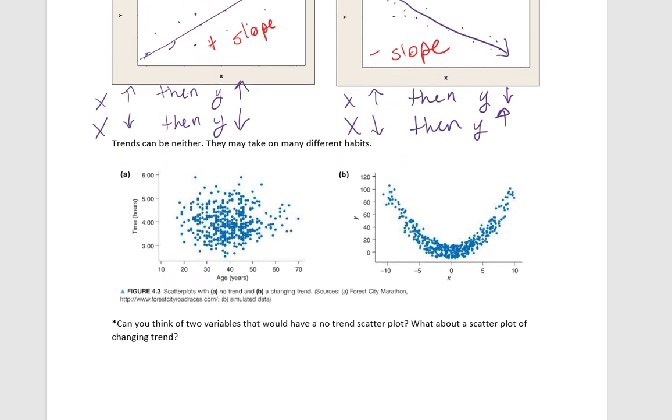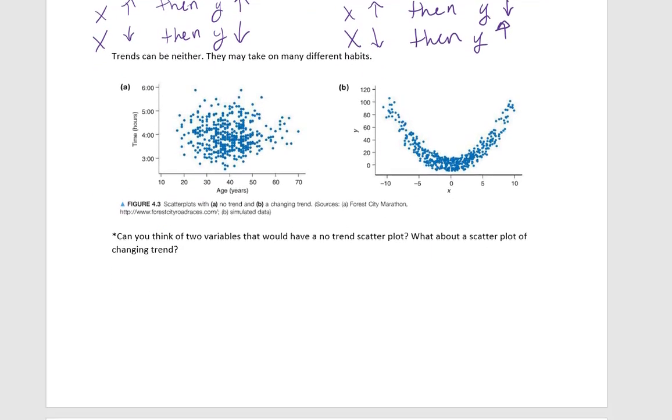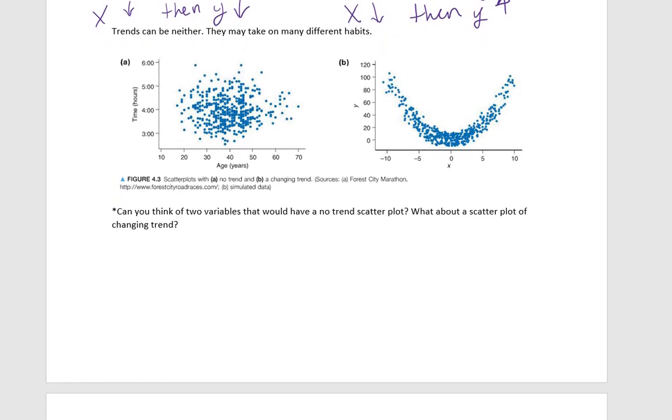Now, when we're talking about trends, they don't have to be straight lines, and they don't have to be just increasing or decreasing. So, for example, if we look at the scatter plot on the left, which is going to be time and age, this is going to have no trend. So your age doesn't determine how long you spend in traffic. So this would be a no trend.